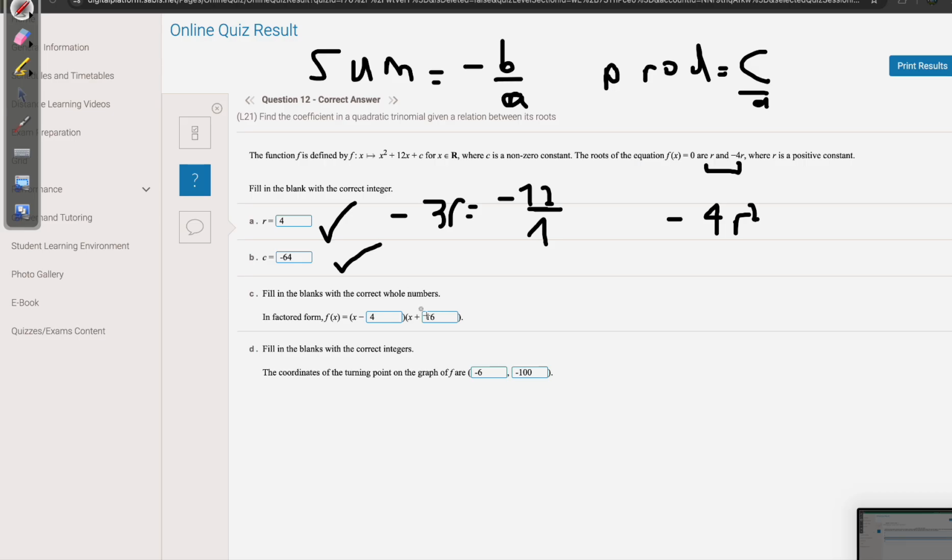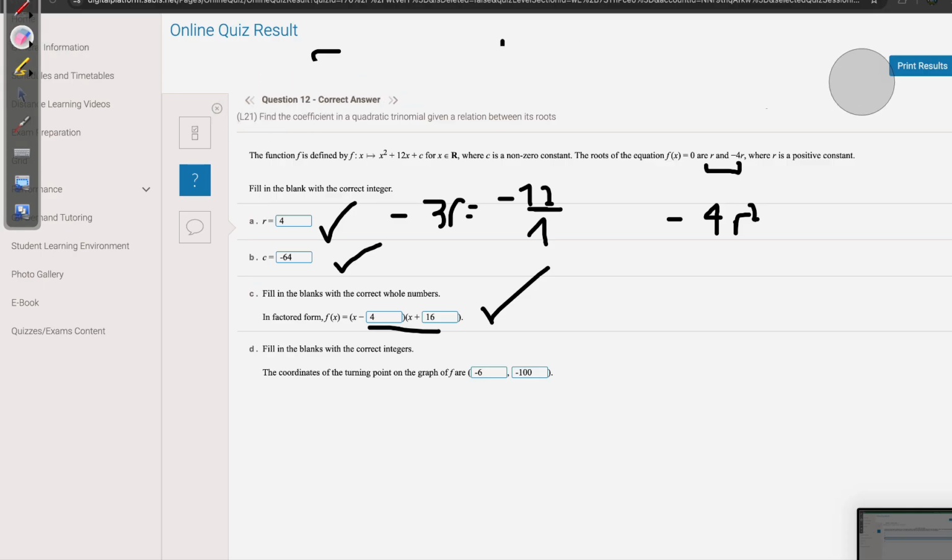And then for part c they want us to factor it. So we're going to get x squared plus 12x minus 64 is equal to 0, which will give us 4 and negative 16, which is what we have here. Correct.